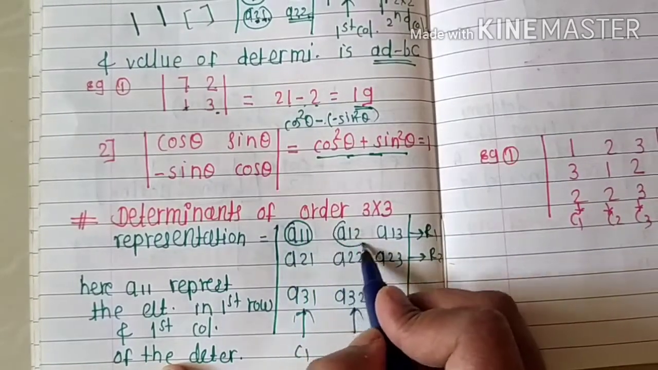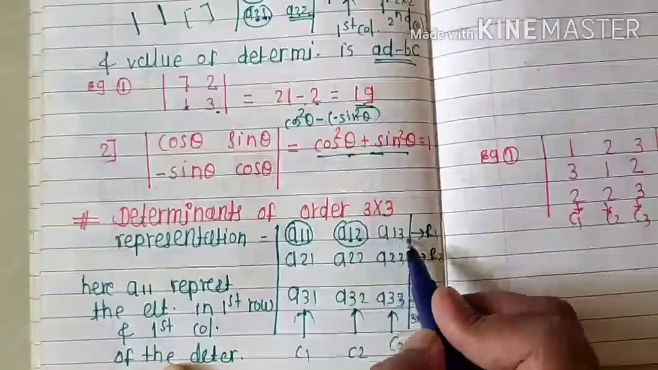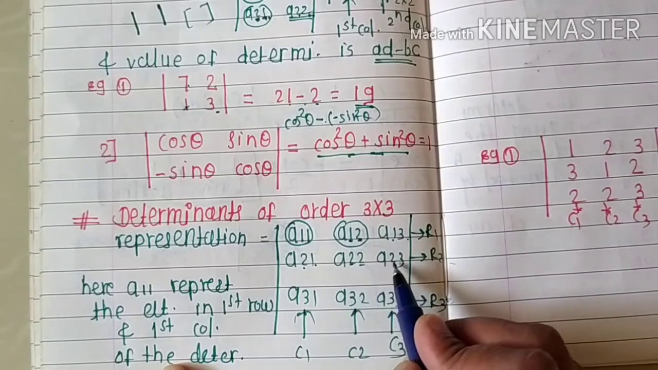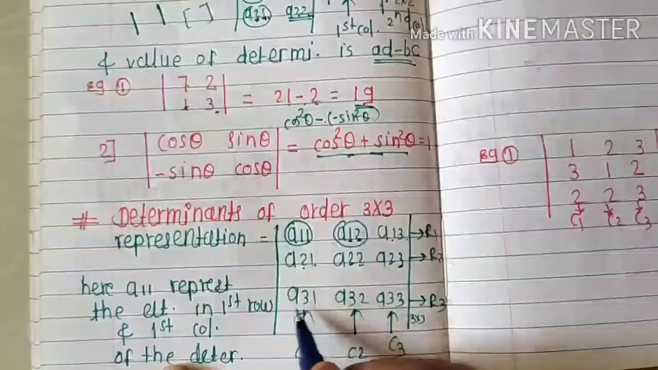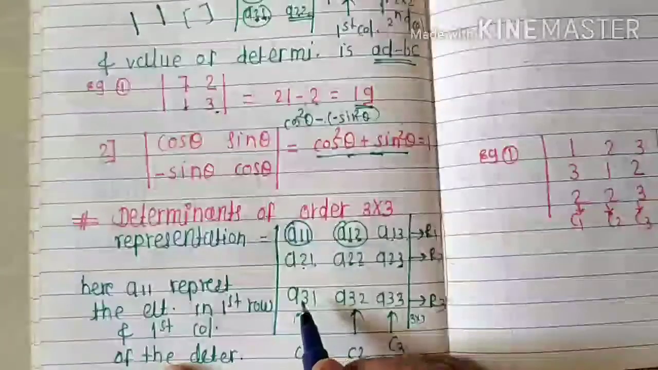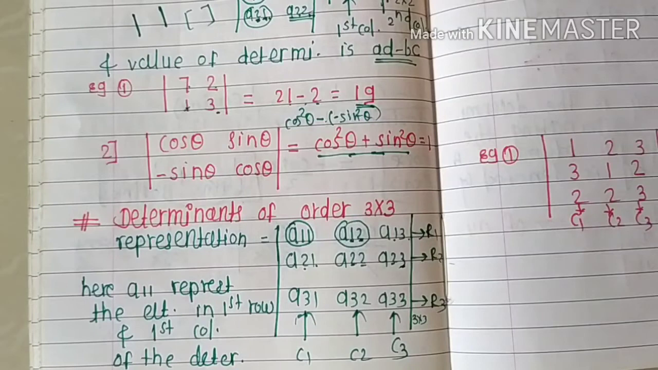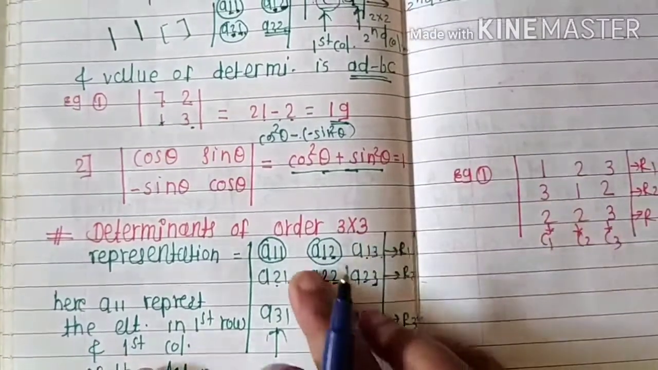Here also A12 represents the element in the first row, second column, then first row, third column, second row, first column, second row, second column, second row, third column. In this way each element represents the row number and column number in which it is present. Then how to solve this 3 by 3 determinant? For the solution of a 3 by 3 determinant, we expand along the first row.